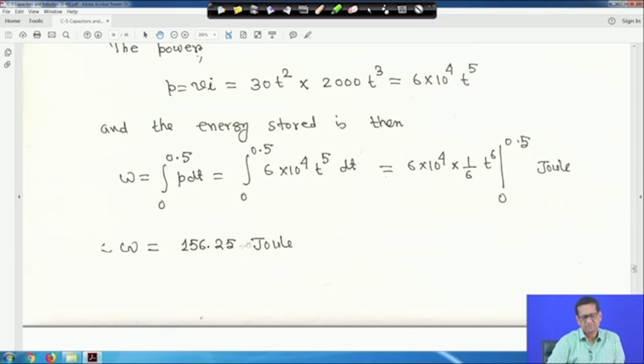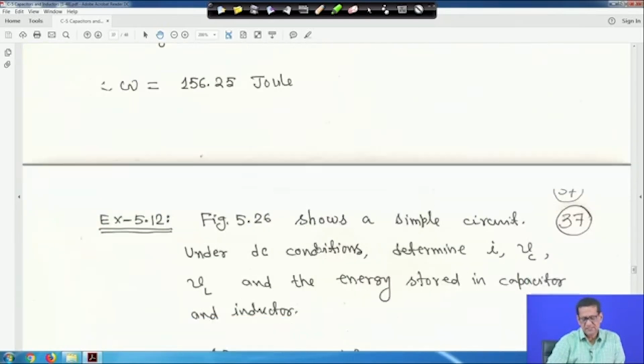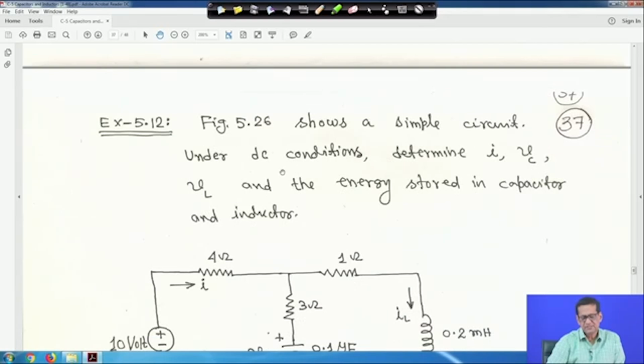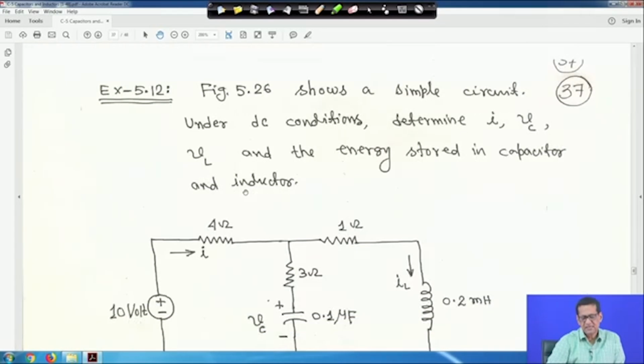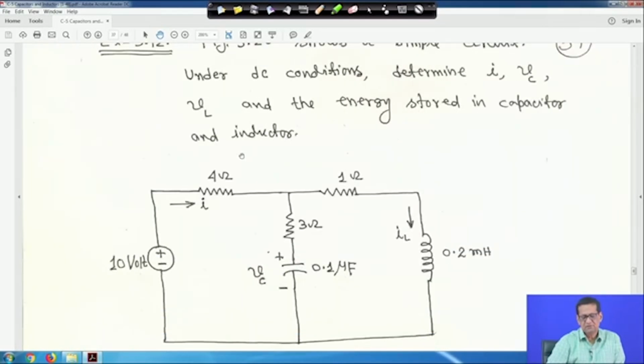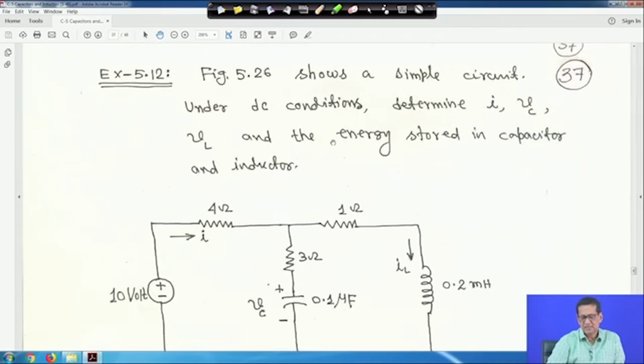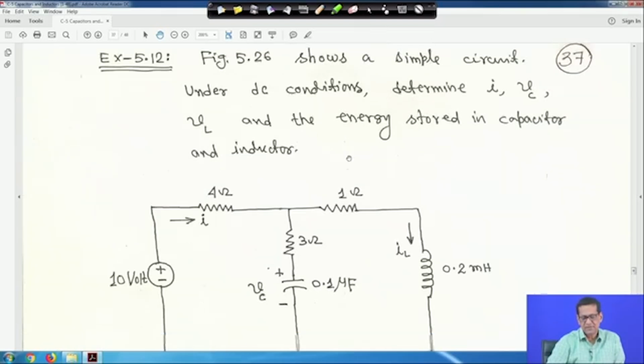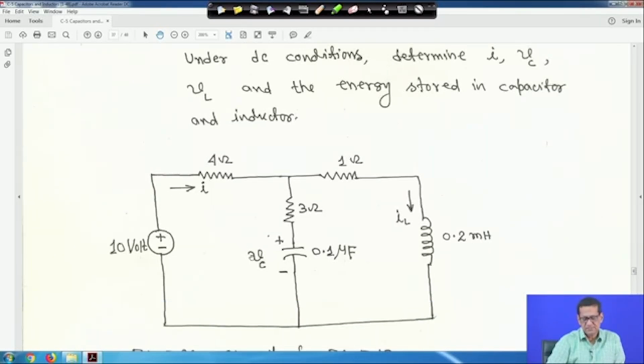A simple example. Now, another one is that figure 26 shows a simple circuit under DC conditions. Determine I, Vc, Vl and the energy stored in the capacitor. So, a simple circuit is given, and you have to find out, under DC condition, I, Vc, Vl. This is I, this is Vc and this is Vl, and the energy stored in the capacitor and inductor. This we have to find out.